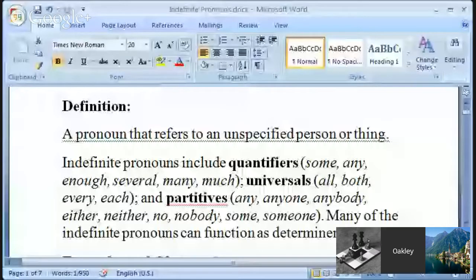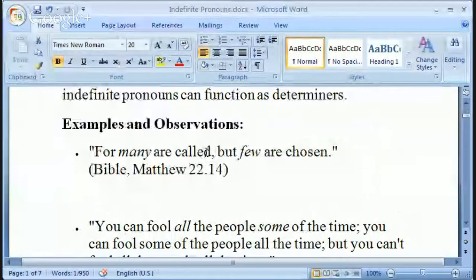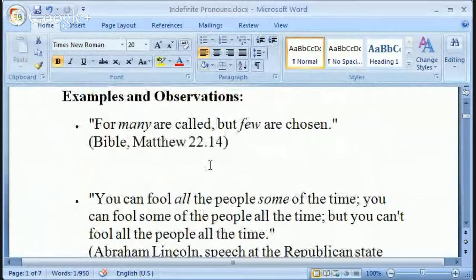We have quite a bit of ground to cover, so I'm going to get started here. Looking at indefinite pronouns. Okay, let's take a look. First, let's look at some examples of how these are used. For example, many are called, but few are chosen. Famous quote from the Bible.